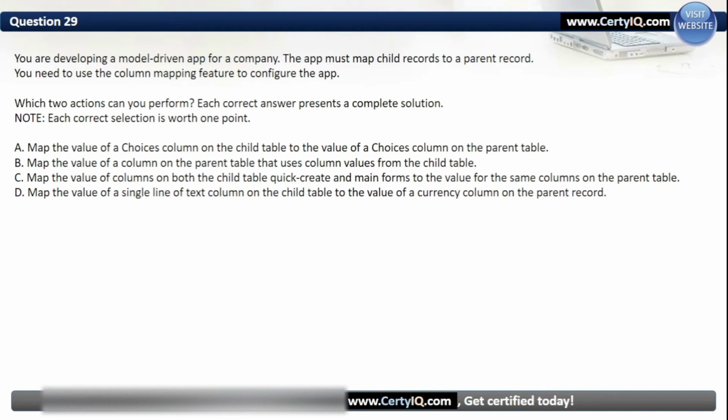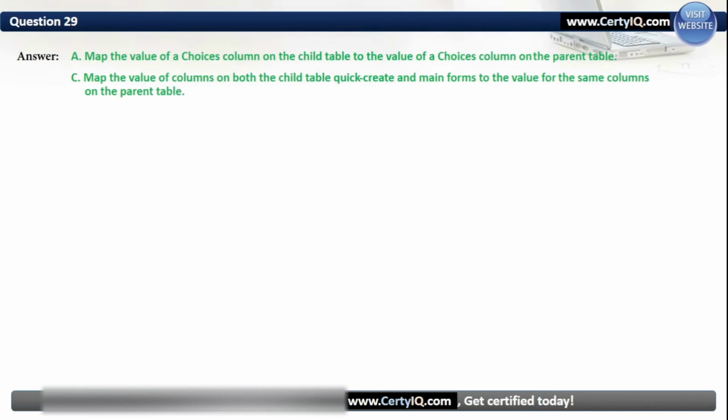Our options are A. Map the value of a choices column on the child table to the value of a choices column on the parent table. B. Map the value of a column on the parent table that uses column values from the child table. C. Map the value of columns on both the child table quick create and main forms to the value for the same columns on the parent table. Or D. Map the value of a single line of text column on the child table to the value of a currency column on the parent record. The correct options among these are A and C.